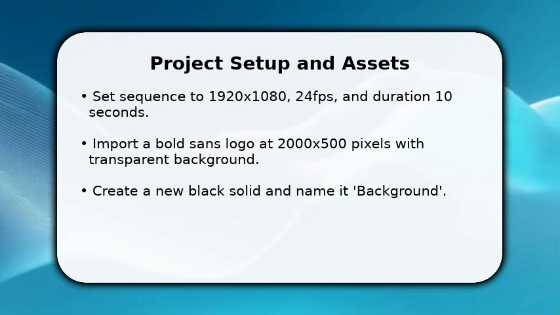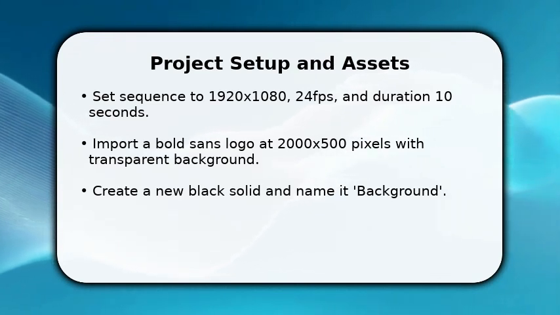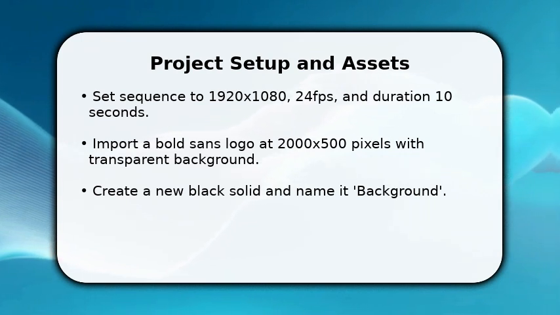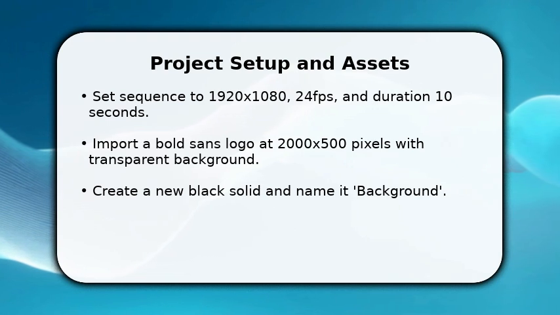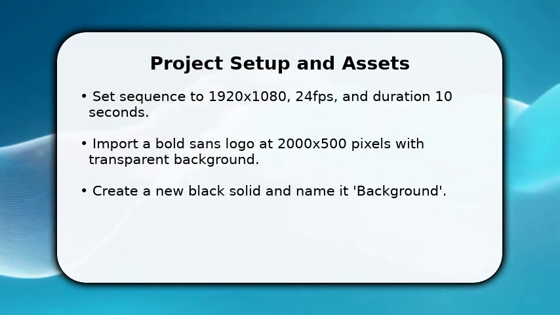Set sequence to 1920 x 1080, 24 fps, and duration 10 seconds. Place a black solid on V1 to form the cinematic background and lock the layer. Import a clean, bold sans logo PNG and position it off-screen on the left so it can animate in later.